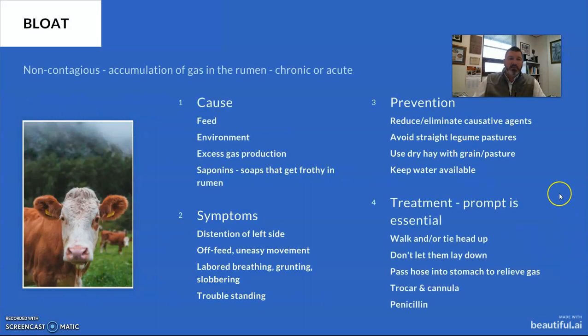Next, let's talk bloat. Bloat is non-contagious. It's an accumulation of gas that happens in the rumen. It can be really acute, meaning very, very problematic right away, or chronic. You can have steers or something that kind of just bloat over and over again. Causes are typically feed or environmental, but it's an excessive gas accumulation in the stomach.